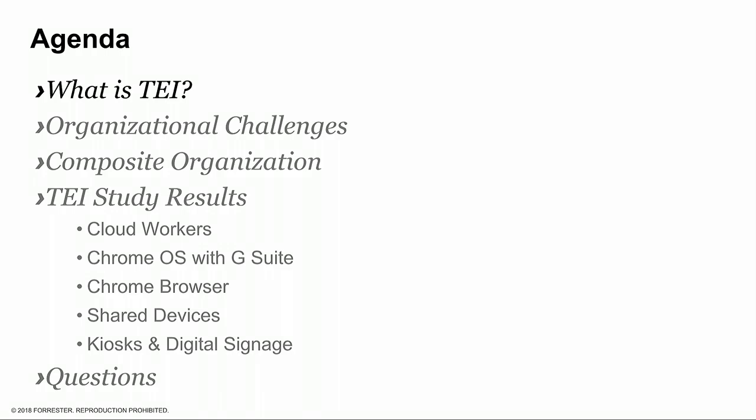So today we're going to talk about what TEI, or total economic impact, is. And then we'll talk about the challenges that these customers were facing before they implemented Google Chrome Enterprise. I'll tell you a little bit about what a composite organization is and how we utilize it to create our case studies. And then we'll actually walk through the results of 5 case studies that Google commissioned us to write. These case studies included cloud workers, Chrome OS with G Suite, Chrome browser, shared devices, and kiosks and digital signs. And we'll talk about how their customers are utilizing these technologies within their organizations to drive value and innovation.